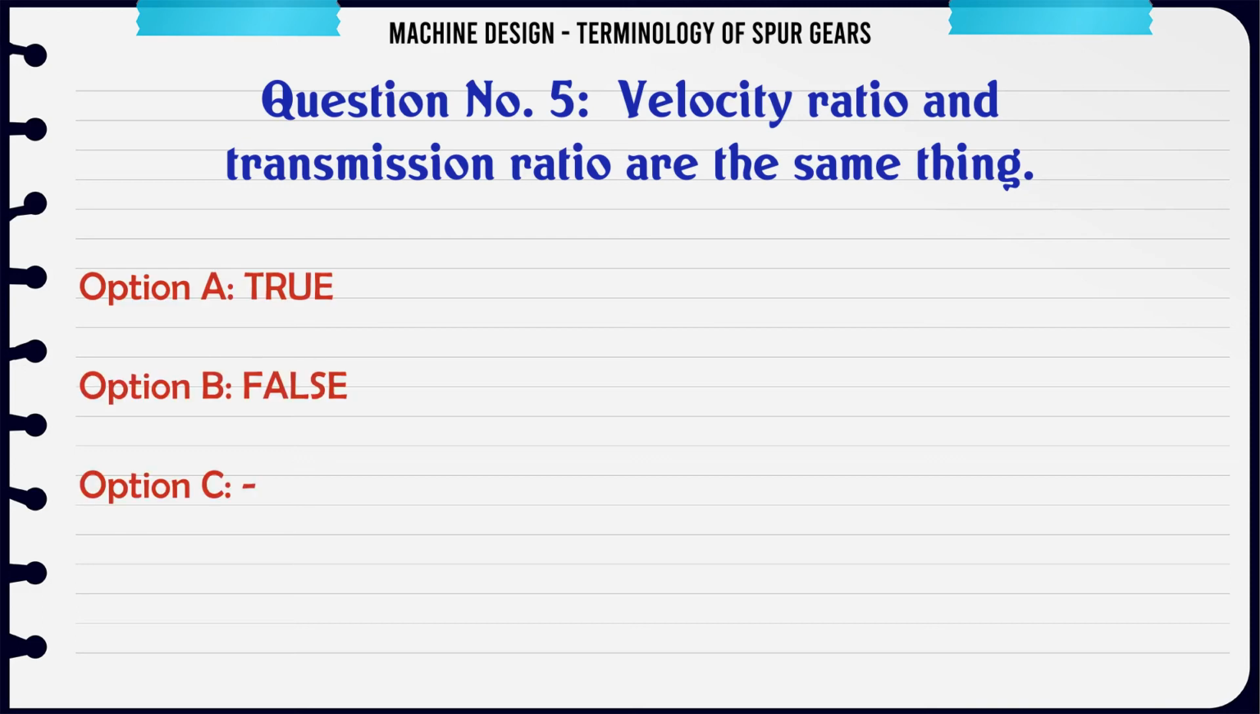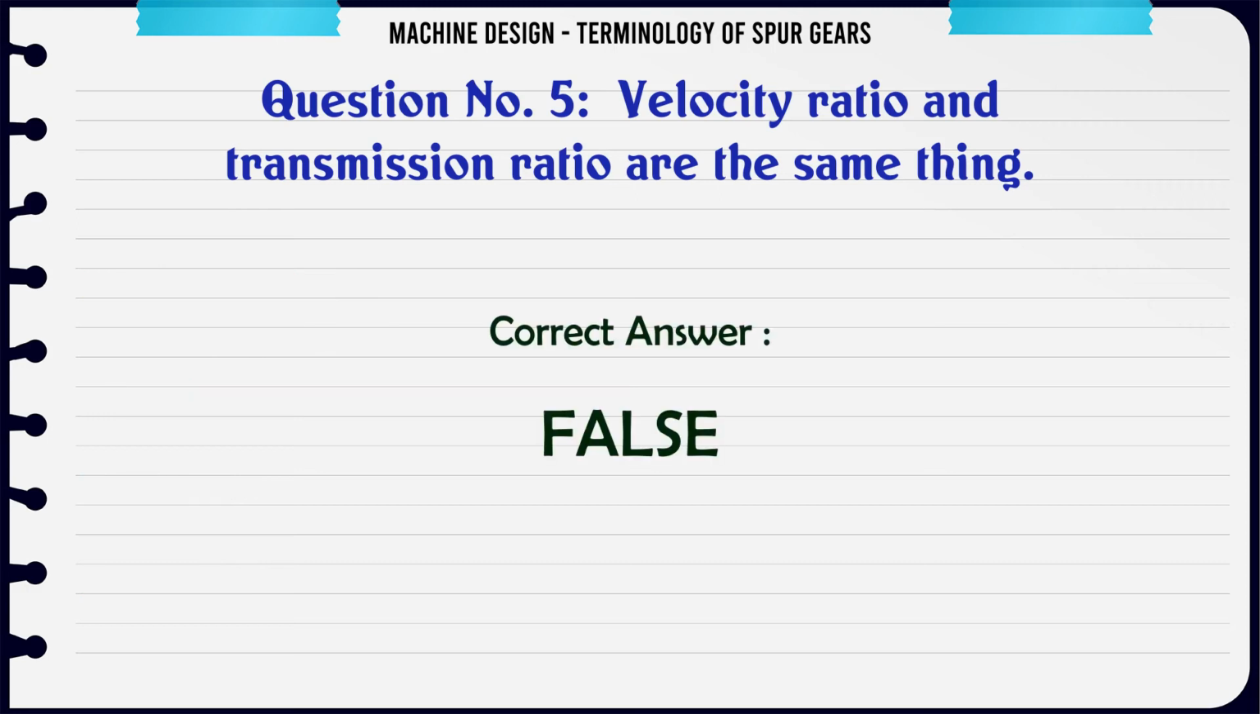Velocity ratio and transmission ratio are the same thing. A. True, B. False, C. D. The correct answer is false.